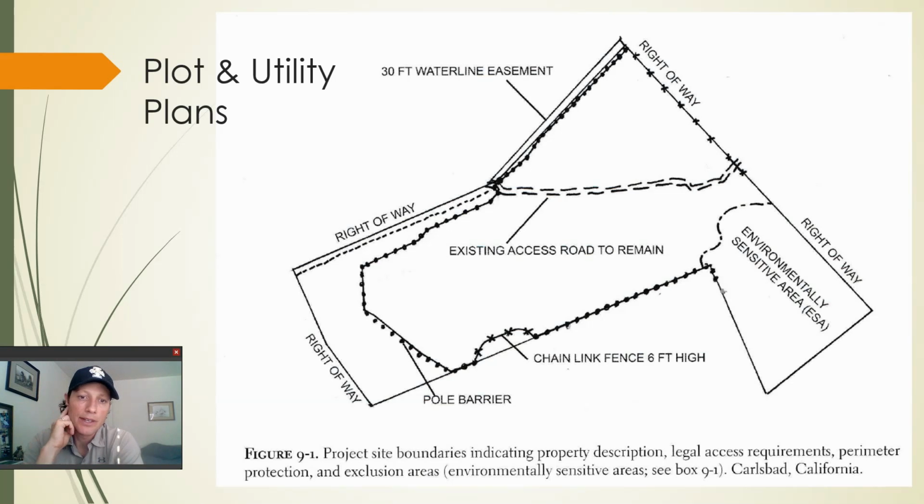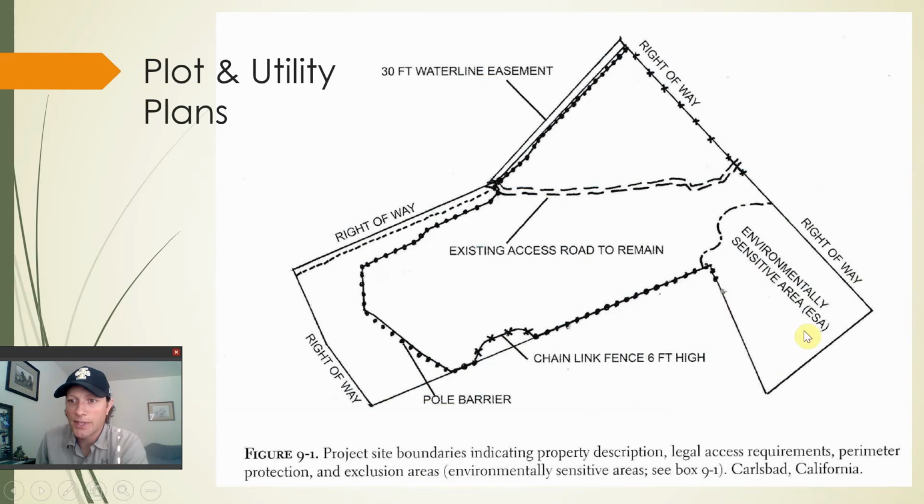So this is a plot and utility plan from your book. And basically what this does is it outlines the boundaries of the site and identifies legal constraints, legal access requirements, etc. So for example, here we have a right-of-way, meaning someone has access through this portion of the property. Maybe it's a utility, maybe it's a county road, etc. This is a road that needs to stay open, so it can't be obliterated, it needs to stay there.